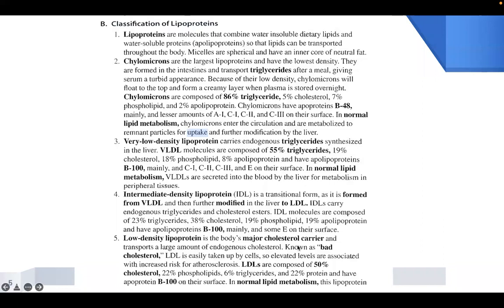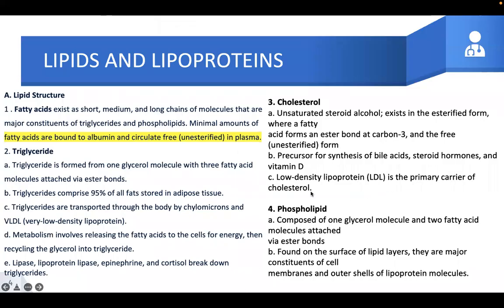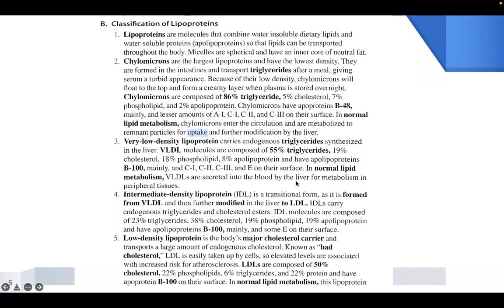Okay, so skip na muna natin tong si intermediate density lipoprotein. Proceed tayo kay low density lipoprotein. Again, ano ba sabi natin kay low density lipoprotein? It is your body's major cholesterol carrier. Okay? Primary carrier of your cholesterol, and transports a large amount of endogenous cholesterol.